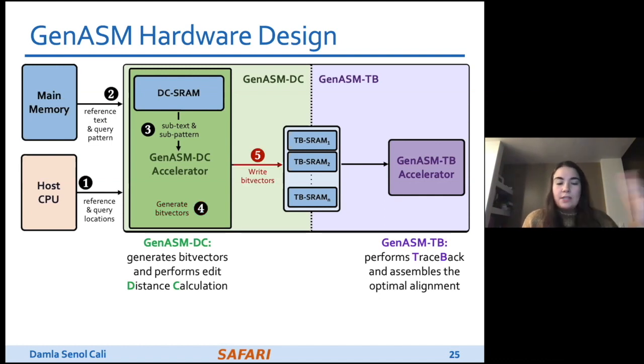And once GenASM DC completes its search for the current window, so after it writes all of the bit vectors for the current window, then GenASM TB starts reading the stored bit vectors by following an input-dependent order, and then it generates the window's traceback output. So once GenASM TB generates this output for the current window, then we compute the next window and repeat steps from 3 to 7 until all windows are completed.